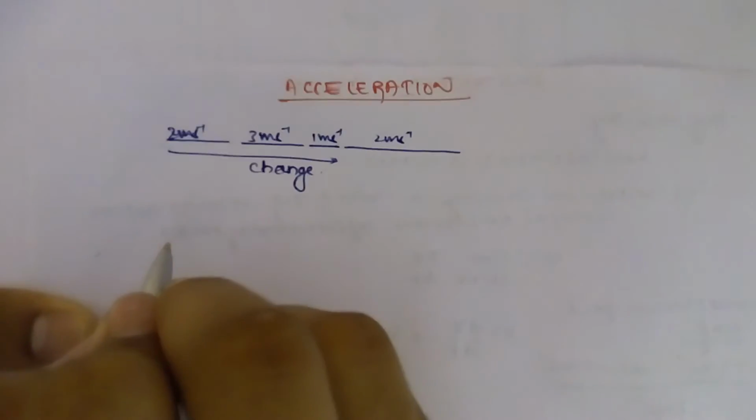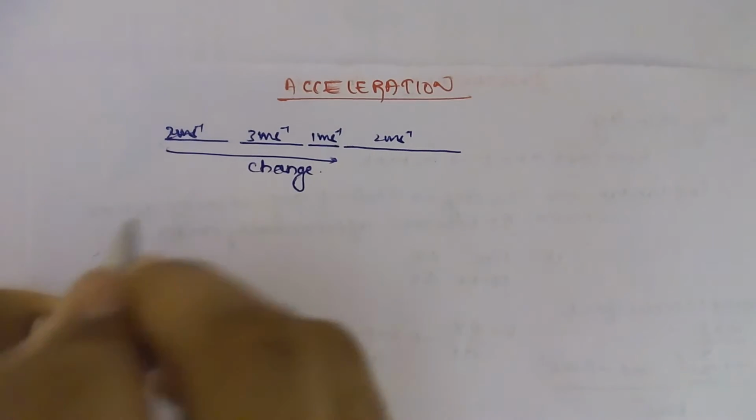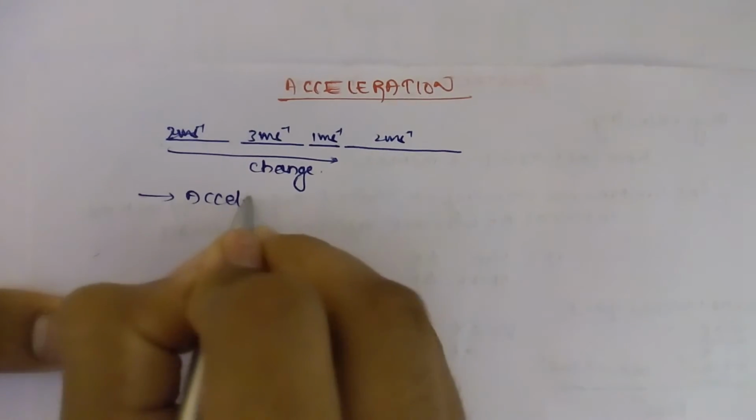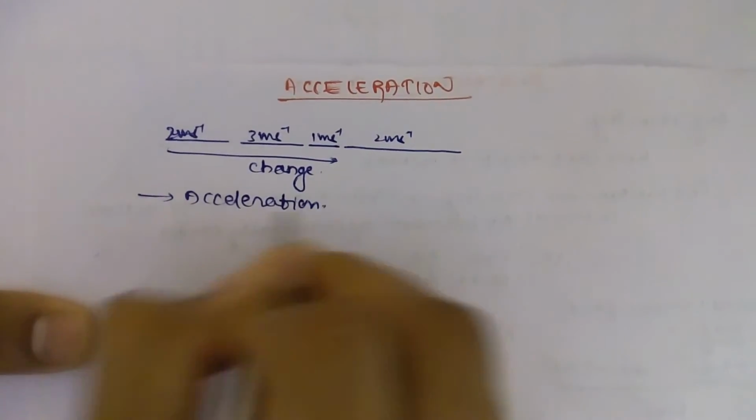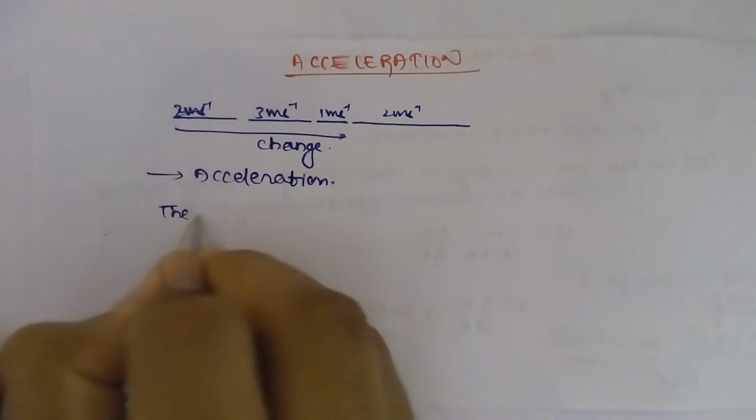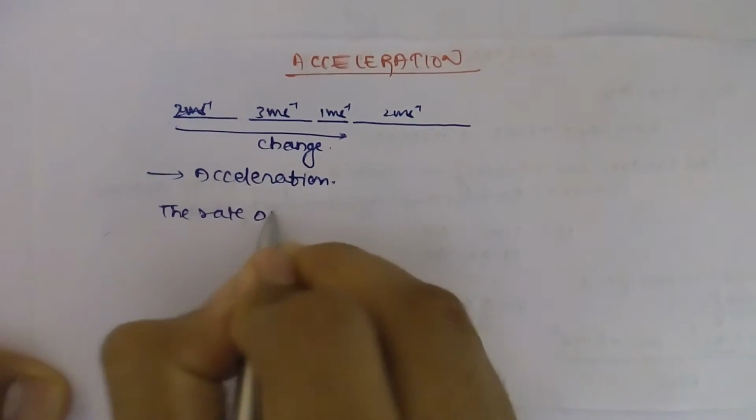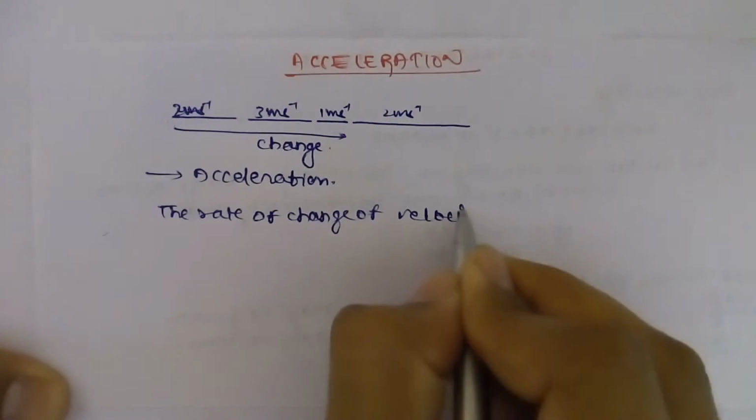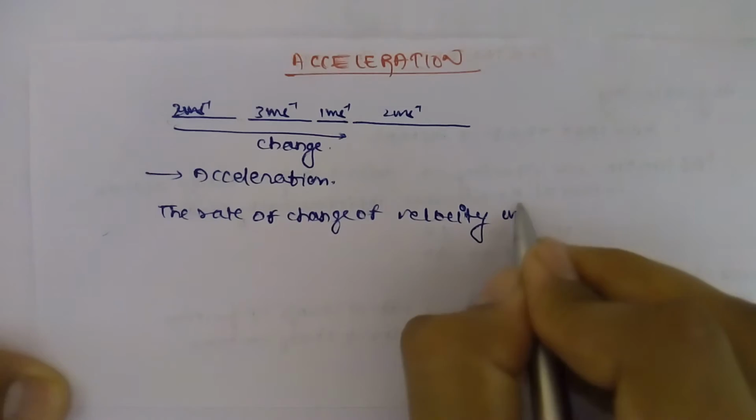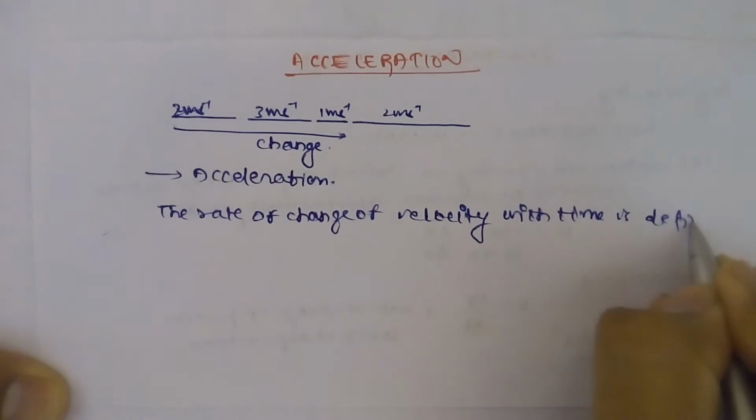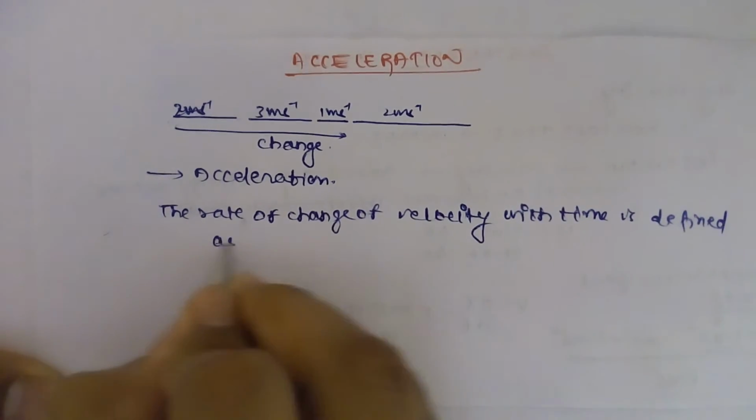So what should we call this change? This change of velocity is known as acceleration, and we define it as the rate of change of velocity with time is defined as acceleration.